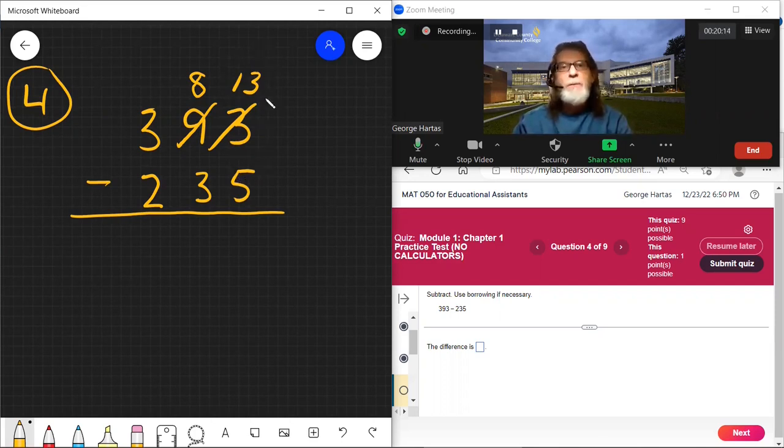So here we go. 13 minus 5, that's 8. Now notice here that the 8 is bigger than 3, so we don't have to borrow. So that's a common mistake. Do not borrow unless you need to. So we have 8 minus 3, that's 5. 3 minus 2 is 1. So our answer is 158.